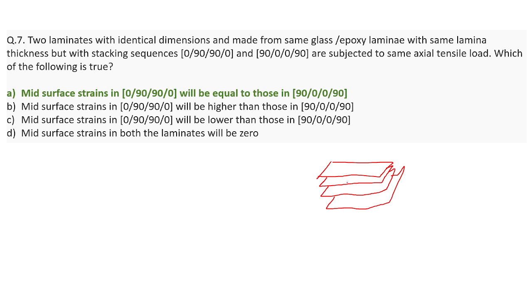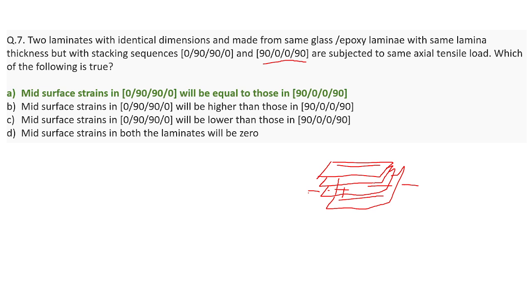when there are different laminas or different angles of stacking, the mid-surface strain is the strain at the midpoint of the whole laminate. As you can see, the sequences are in such a way that 0, 90, 90, 0. That means the first one will be 0, the next one will be 90, the third one will be again 90, and the last one will be 0. So they are symmetric above and below. And when we take the second option, that is 90, 0, 0, 90, again above the midpoint it is 90 and 0 and below also 0 and 90.